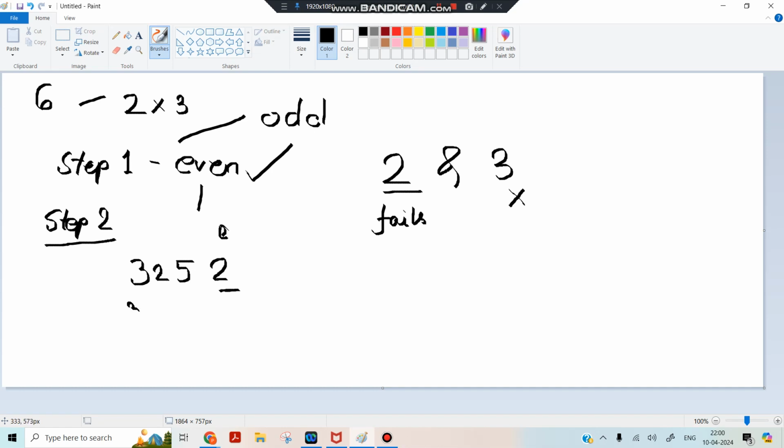Add up the digits. 3 plus 2 plus 5 plus 2. What is the total? 3 plus 2, 5. 5 plus 5, 10. 10 plus 2, 12. Now 12 is divisible by 3. Thus, this number should be divisible by 6. Let's try it out.